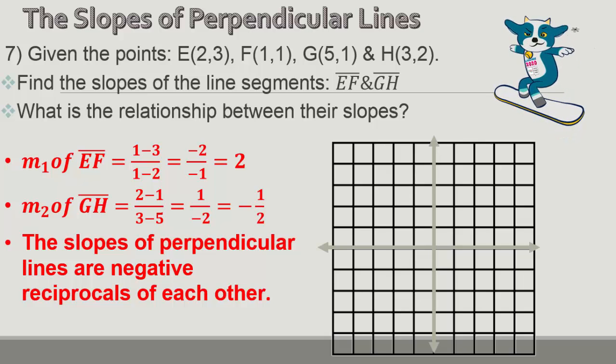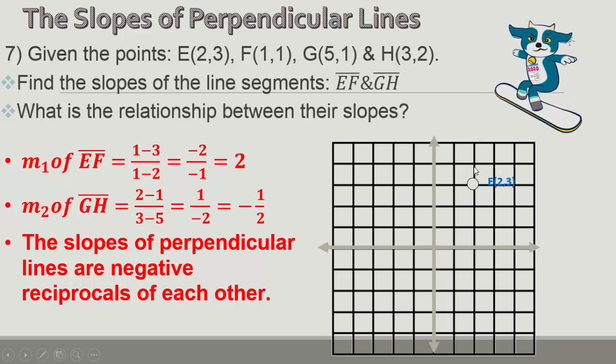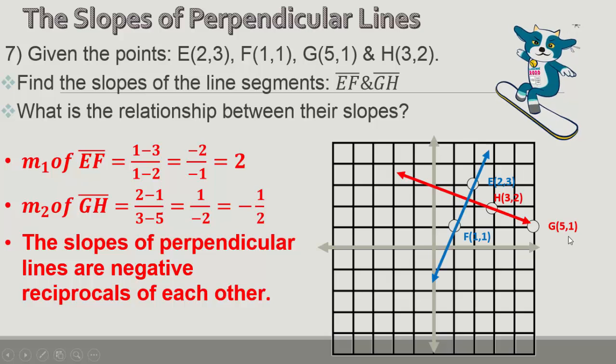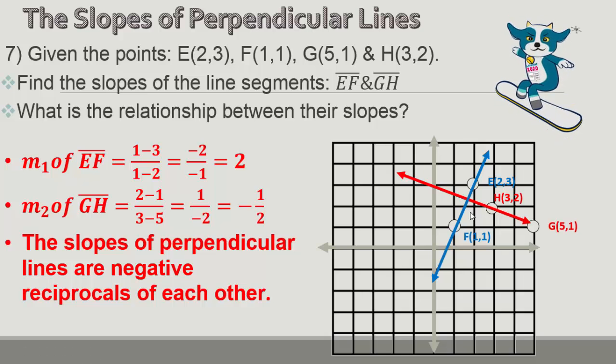If we were to graph this, we see our point E (2, 3), our point F (1, 1), our point G (5, 1), and our point H (3, 2). So we connect G and H with the red line, and then we connect E and F with the blue line, and we see they intersect each other at what's called right angles, which means that they are perpendicular to each other.